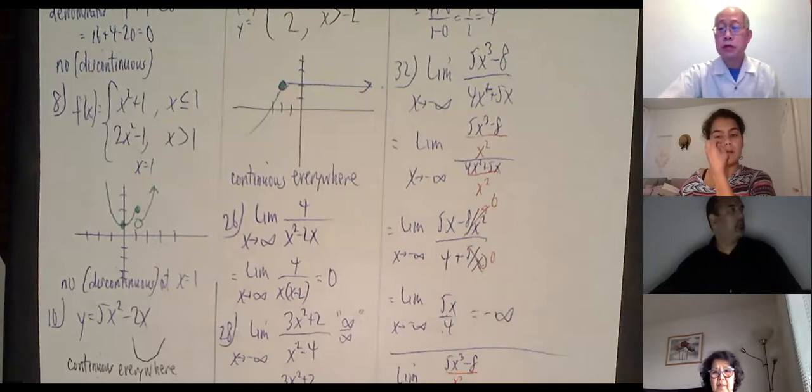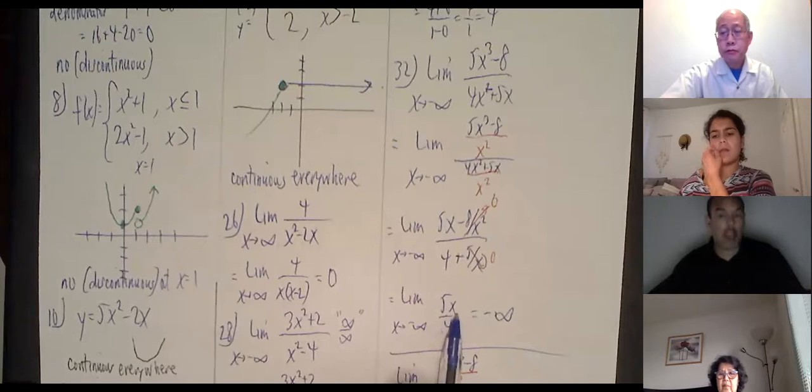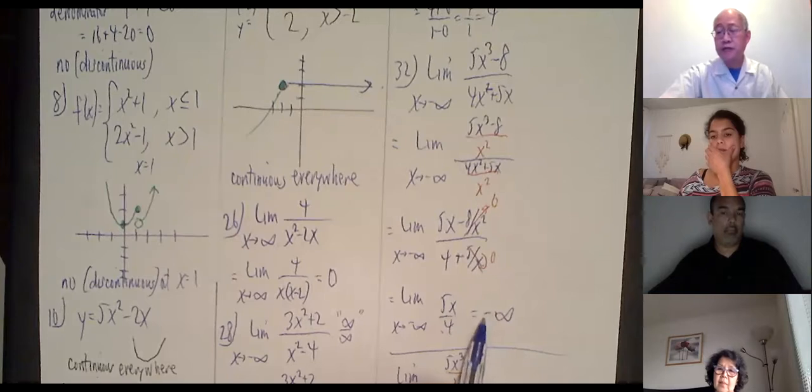Professor? Yes, question. So at the end of there, where it says negative infinity, that's because of the 5x? It's primarily because of the x. Yes, the x. It's a super big negative, and then if I multiply it by 5/4, it's still going to be a big negative.